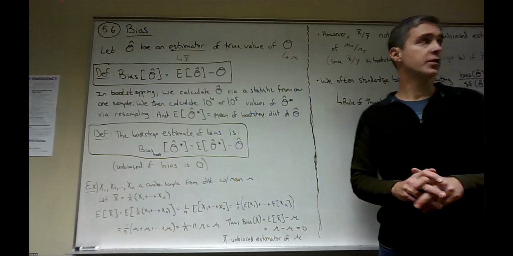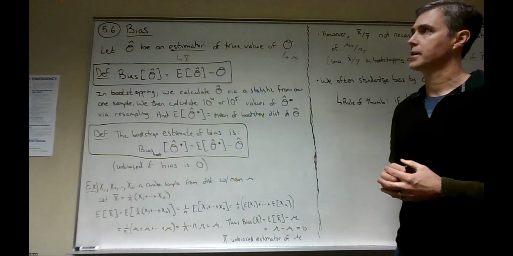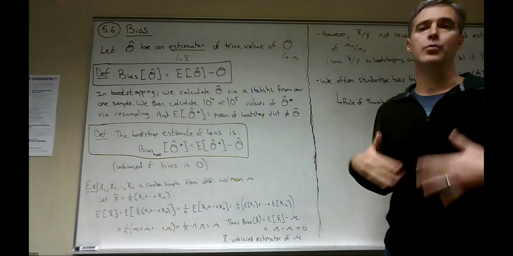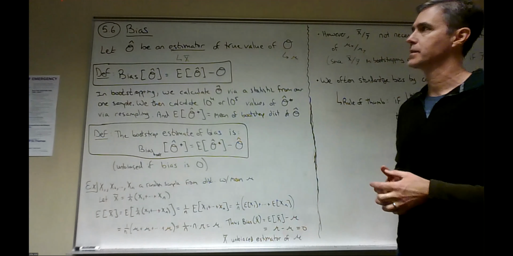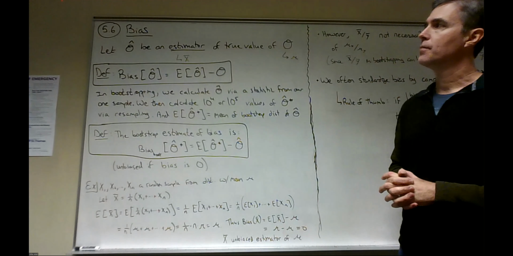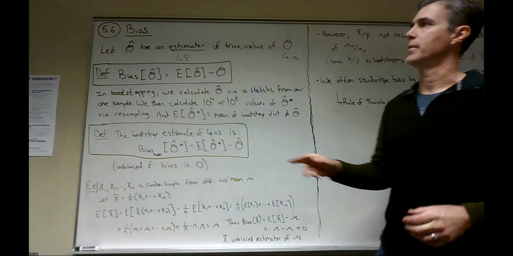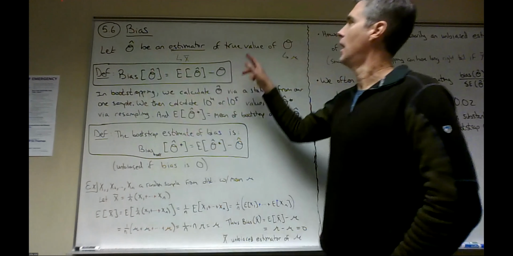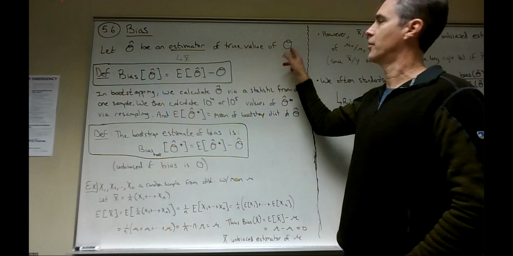In this video, we're going to cover section 5.6 of the text about bias. So we're finally going to formally define bias, okay? Suppose that we have an estimator, theta hat, of a true value of a parameter, theta.